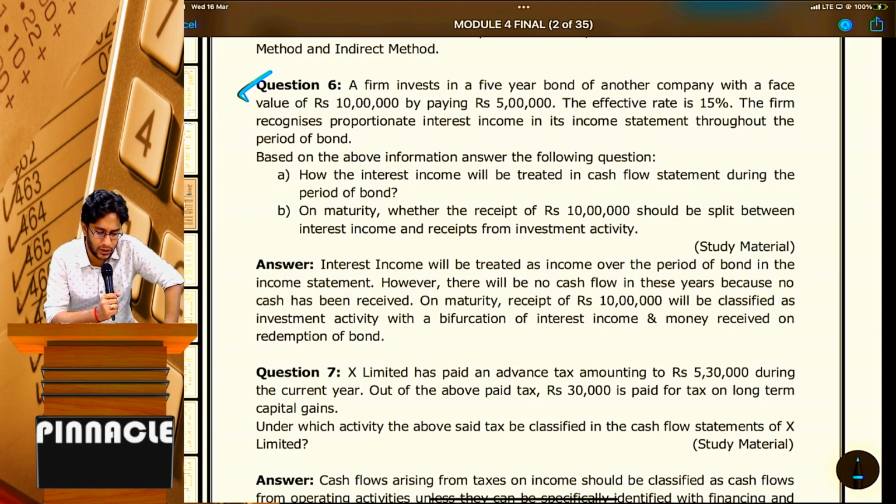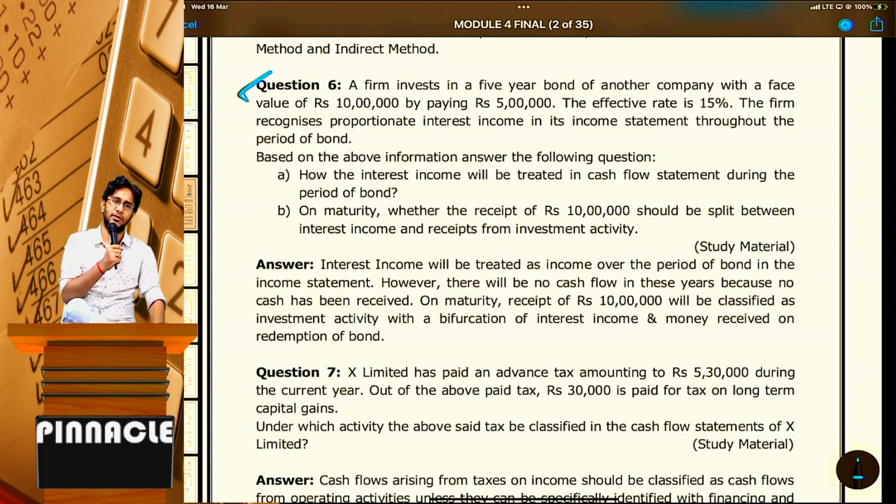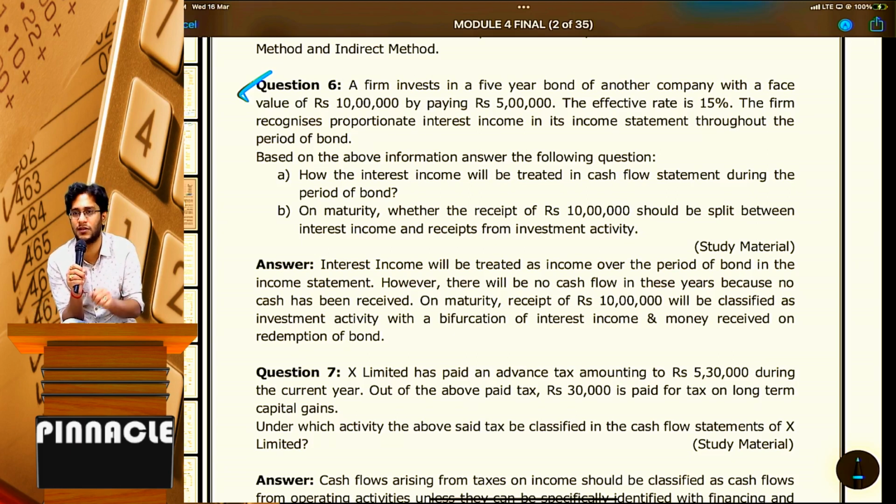Second, on maturity, whether receipt of 10 lakhs should be split between interest income and receipts from investment activity. See, today I invested 5 lakhs. When I purchased a bond of 5 lakhs, it is an outflow under investing activity. But after 5 years, I will receive 10 lakhs. This 10 lakhs is an inflow where? This is receipt from investment. This is also an inflow under investing activity. He is asking, should I split them or not? Splitting in the sense, I invested 5 lakhs, now I got 5 lakhs back, plus an extra 5 lakhs also I got, that is nothing but the interest portion. Do I need to split and show?